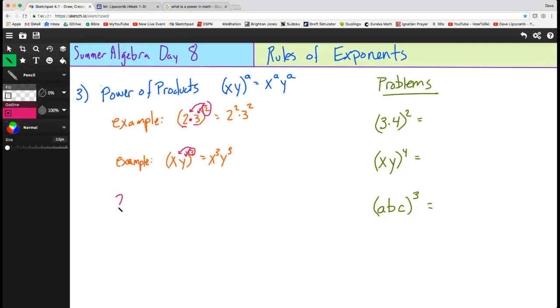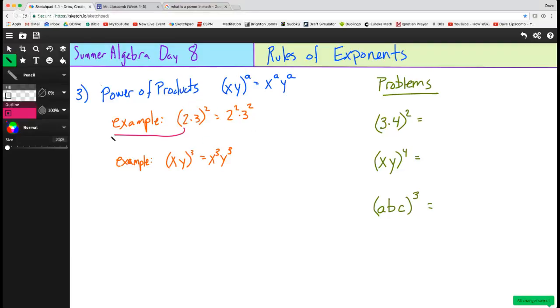This is not true. If you said 2 plus 3 to the 4th, that does not equal 2 to the 4th plus 3 to the 4th. Does not equal that. No, this is not true. It only works if they're multiplied together. Okay, let's see why this rule is true.